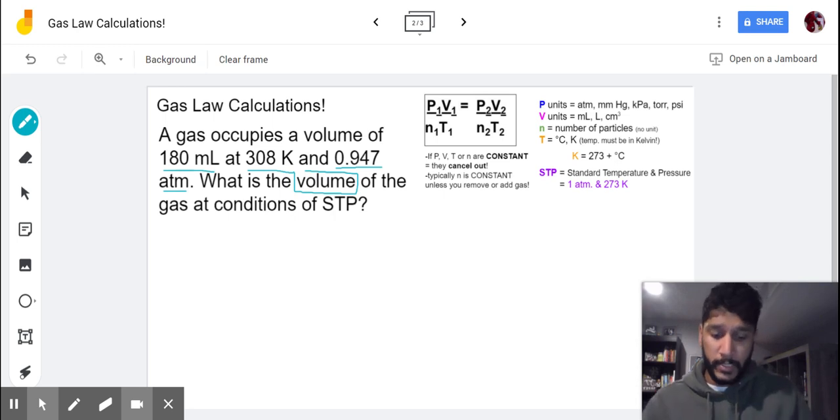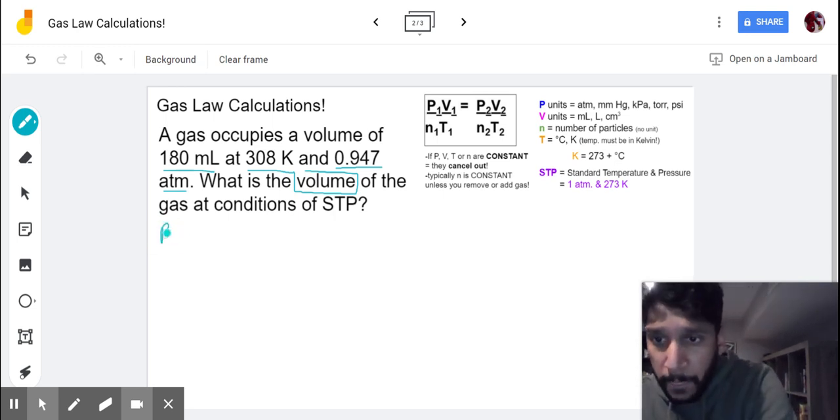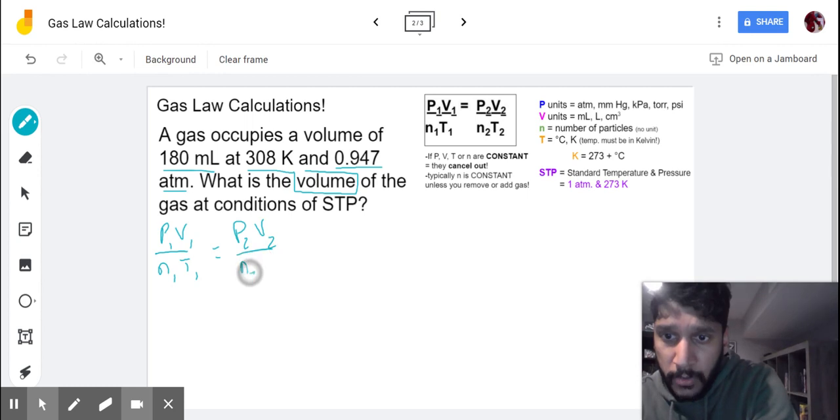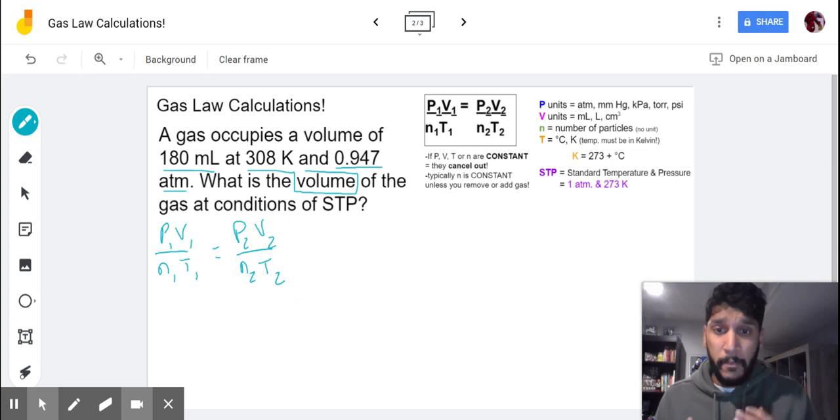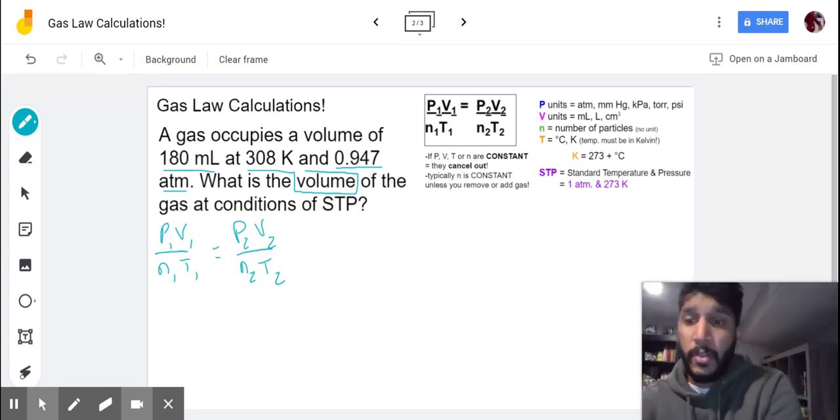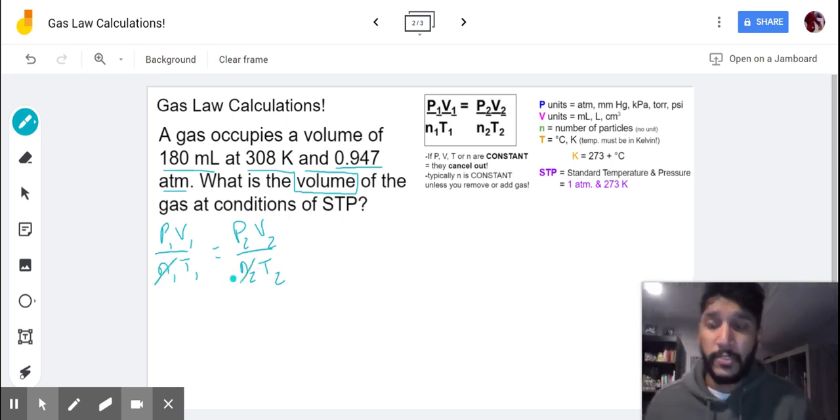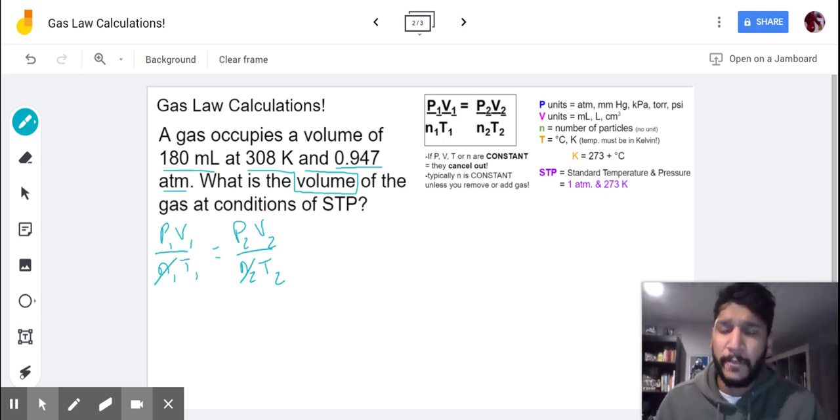Let's go ahead and write down our equation again. We got P1, V1 over N1, T1 equals P2, V2 over N2, T2. Cool. So let's see if anything's staying constant. It doesn't mention anything. They also don't mention that we're removing gas or adding gas, or that our gas particles are changing at all. So N1 and N2, we're going to cancel those out, because we don't see particles seeping out or losing them in some way.